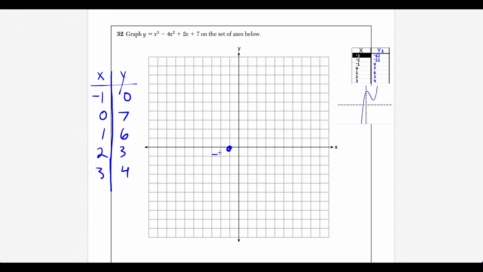So for this one, now we just plot these points. So this is negative 1, 0. Then we have 0, 7. So I got to count to 7. 1, 2, 3, 4, 5, 6, 7. Okay, so we're going up here. And then we have 1, 6. So we're just going to go over here, but we're going to go down 1 from where we were before. And then we've got 2, 3. So going up 1, 2, 3. And then we've got 3, 4. So that's going to bring us to this location. All right, so these are just some of the significant points that we have.